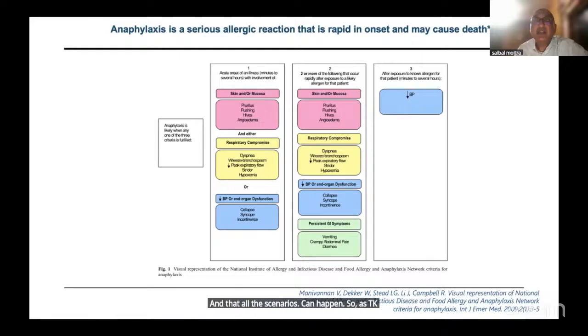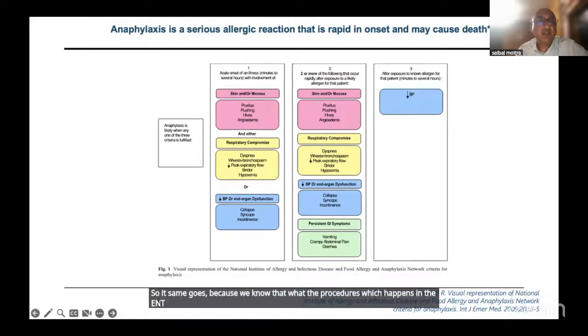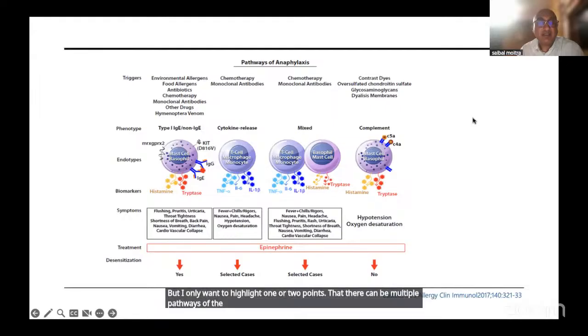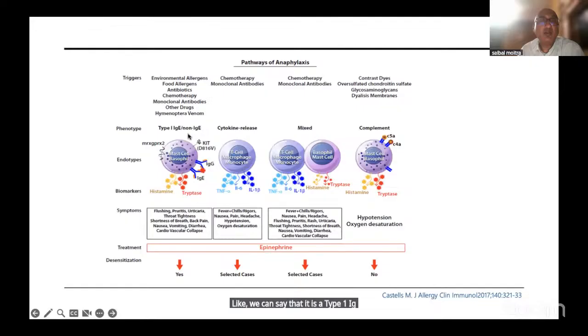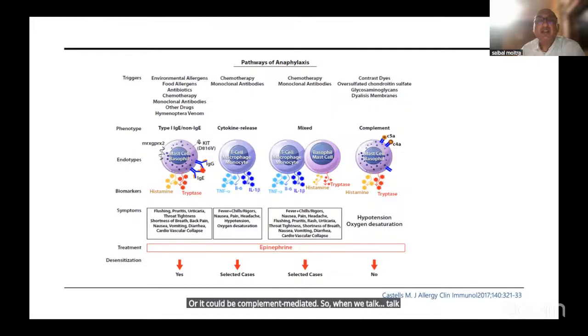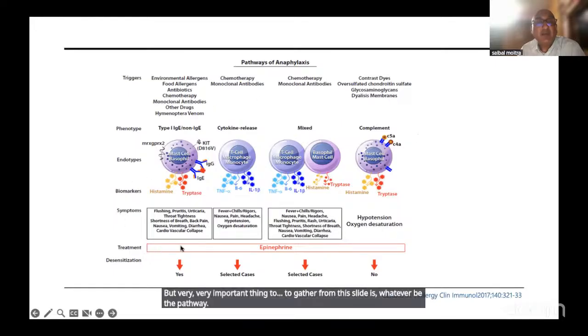As TK has so elaborately said about perioperative anaphylaxis, the same goes here, because the procedures in the ENT or dental suites can lead to anaphylaxis as well. This is somewhat a busy slide, but I only want to highlight one or two points: there can be multiple pathways of anaphylaxis. It could be type 1 IgE or non-IgE mediated, a cytokine release, mixed mast cell and T cell mediated, or complement mediated. When we talk about medicines like antibiotics or other drugs, it could be type 1 or non-IgE mediated. With contrast dyes, it could be complement mediated. But the very important thing to gather from this slide is that whatever the pathway, epinephrine is for all.